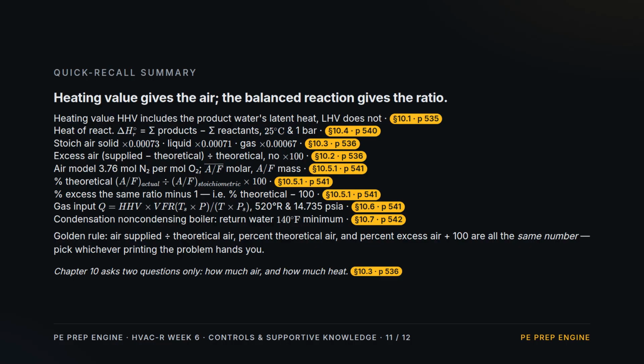Gas input rate corrects the meter to 520 Rankine and 14.735 psia. And a non-condensing boiler needs return water at 140 minimum. Golden rule: air supplied over theoretical, percent theoretical air, and percent excess plus 100 are all the same number. Take whichever printing the problem hands you.